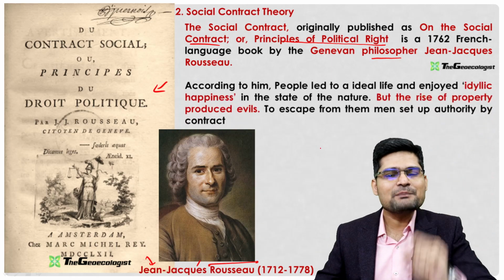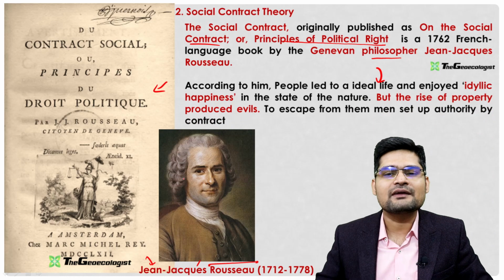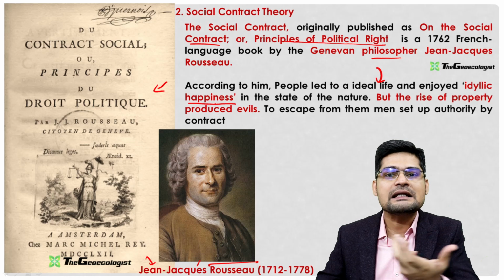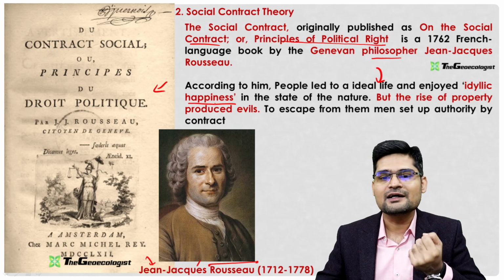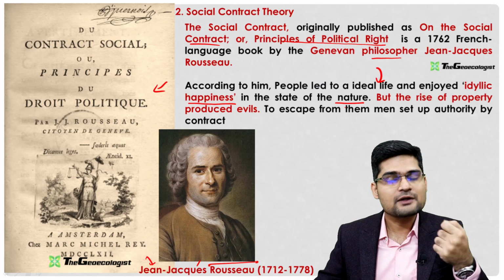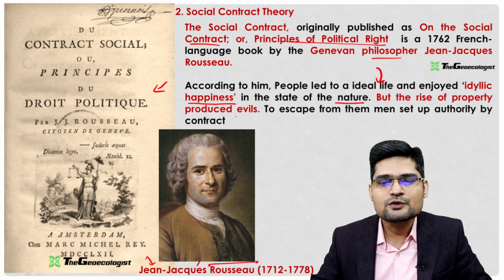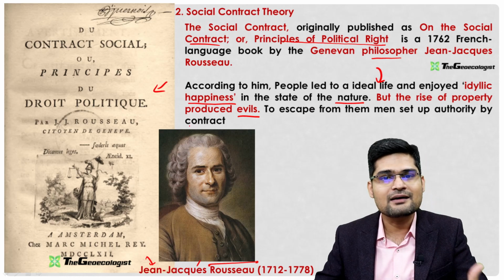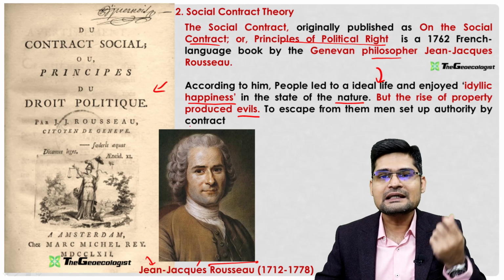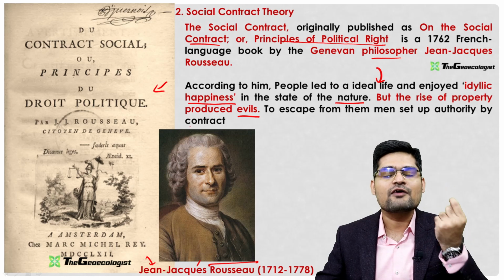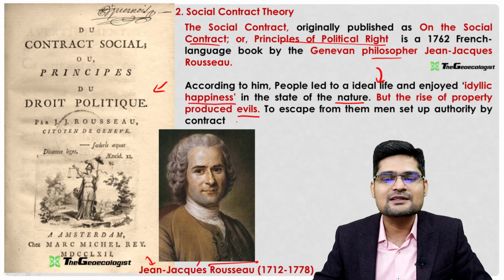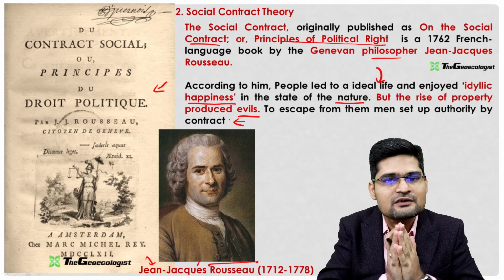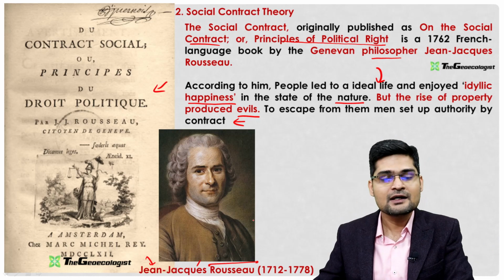He says that people led an ideal life and enjoyed idyllic happiness until the need arose to build around the concept of political unity. So the ideal state was the natural state. But what happened? Because of the rise of produced evils in terms of property, in terms of territorialization, in terms of the rise of empires and annexation. So what happened here? The escape was to create a state for men to set up authority. And this is where the social contract between people and authority started, and this led to the formation of the state. So this is the second kind of theory, Rousseau's theory.